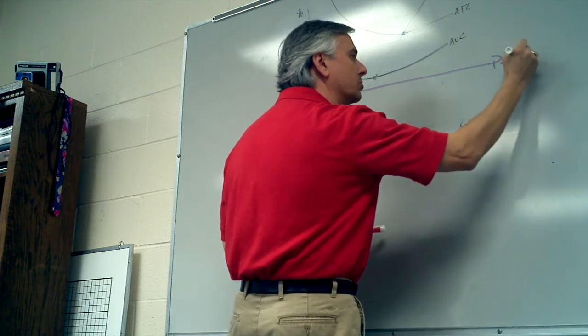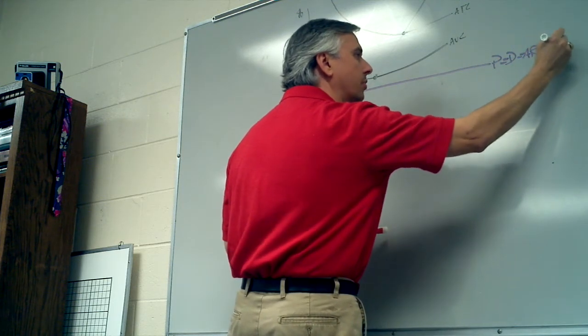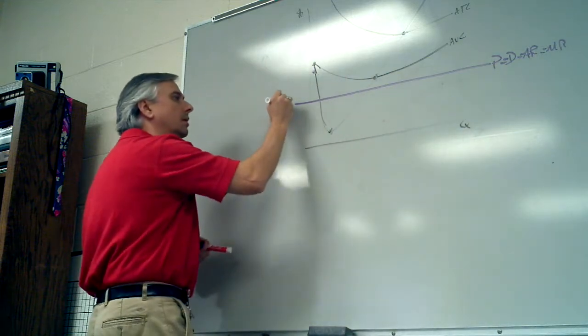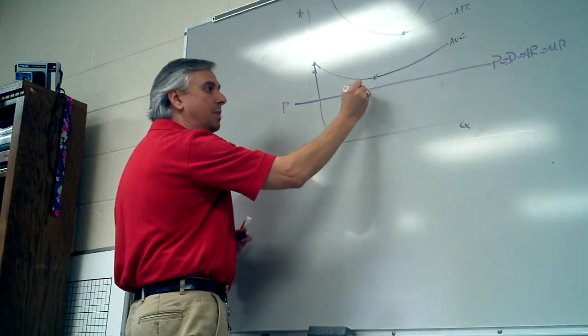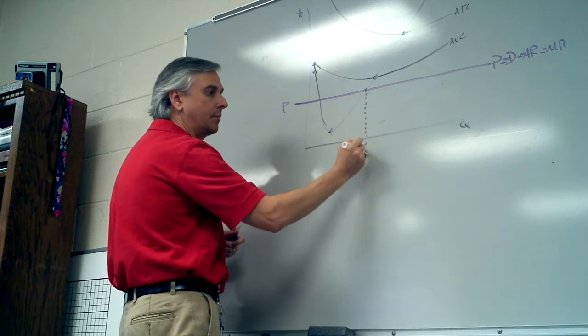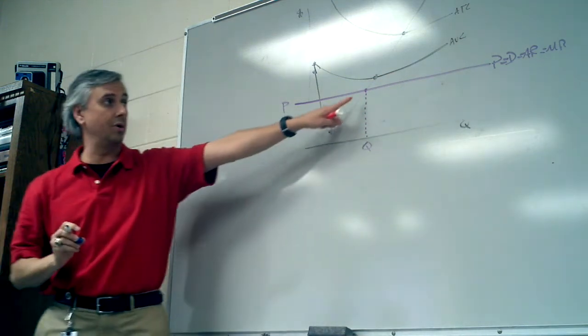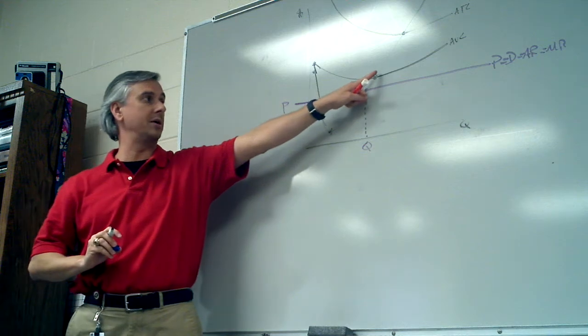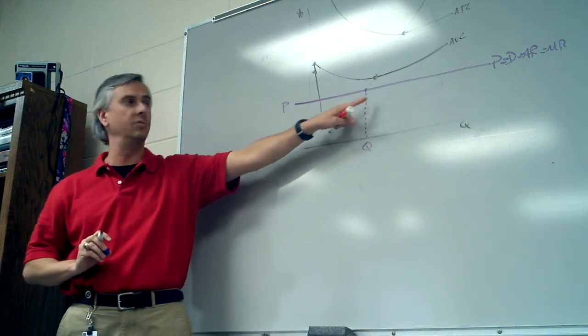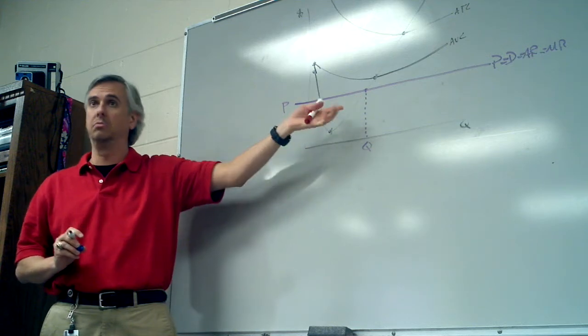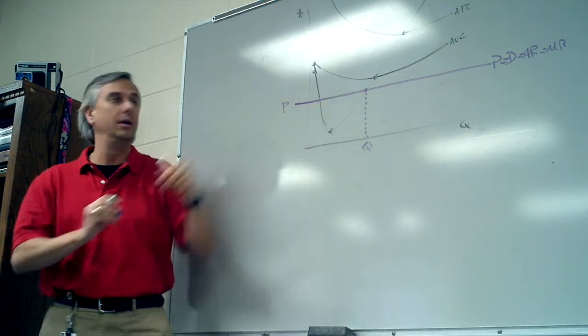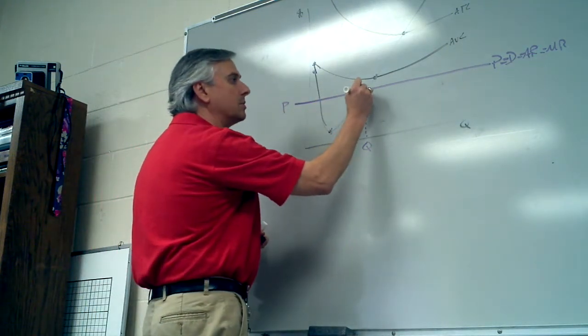Price equals demand equals average revenue equals marginal revenue. Your revenue is less than your cost. I'm going to produce this many because marginal revenue equals marginal cost. To produce more means my cost is greater than my revenue generated. That's not a smart move. To produce less is to give up revenue I could have compared to cost.